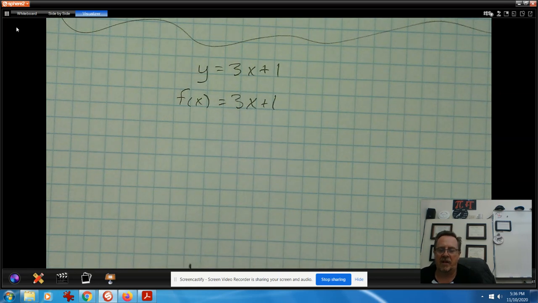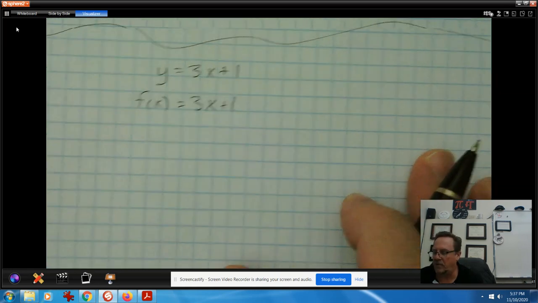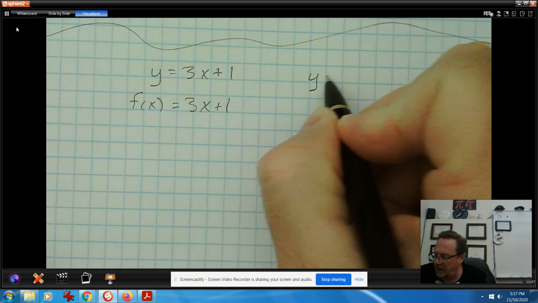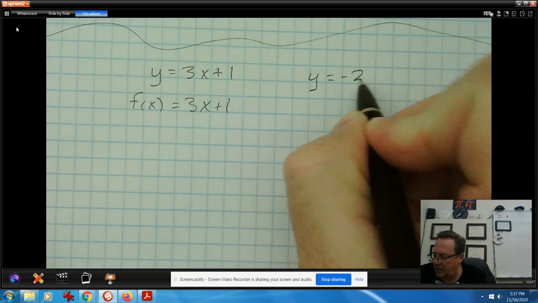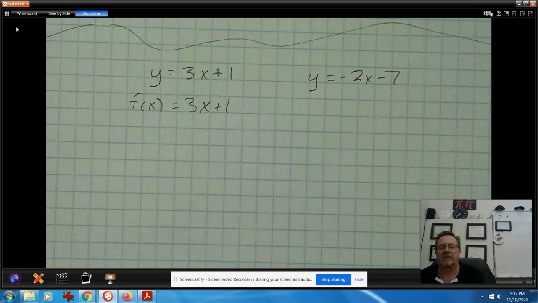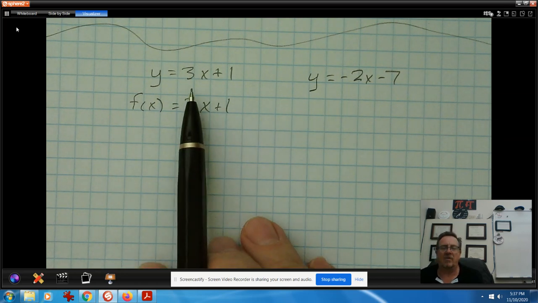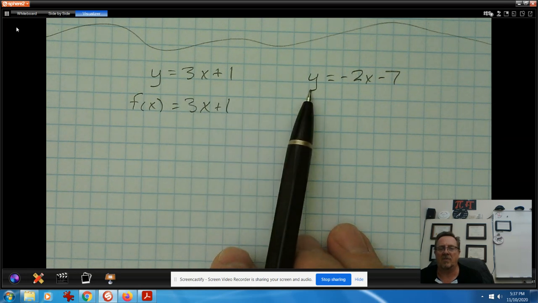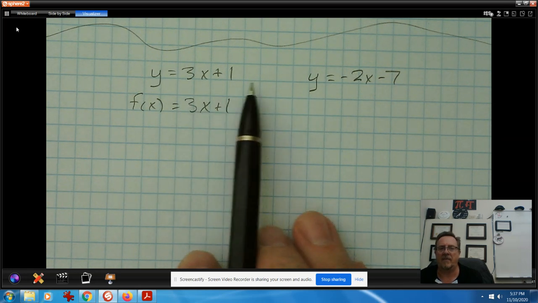Why would we do such a thing? Well, suppose that we were talking about a different function. y is equal to negative 2x minus 7. That's a different function, isn't it? But how would I know if I was talking about this y or this y? Because they're not the same, are they?